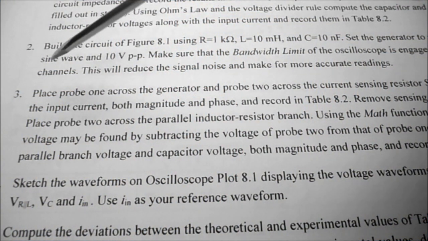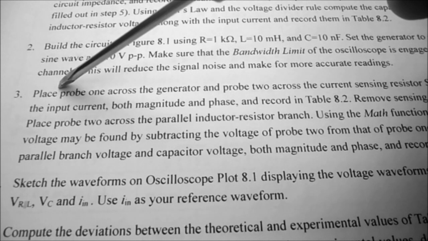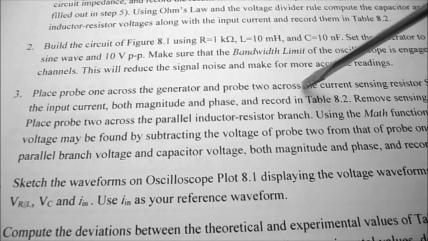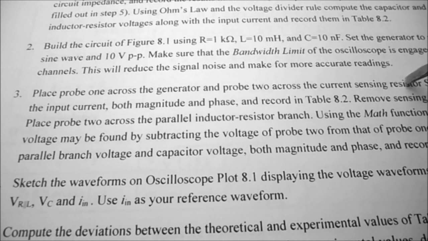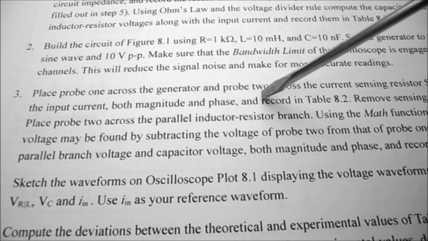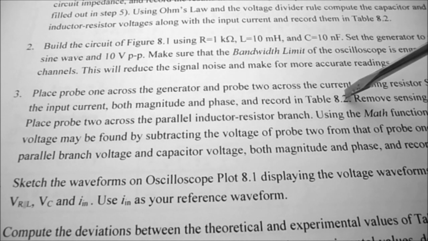So under step 3 of the procedure, we're going to place probe 1 across the generator and probe 2 across the current sensing resistor, SR. We're going to measure the input current, both magnitude and phase, and record these in table 8.2.